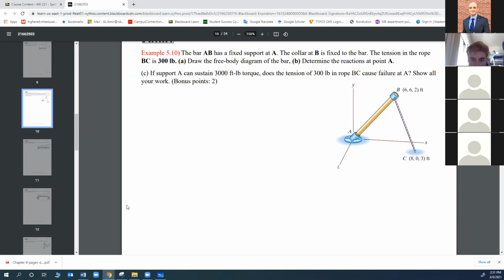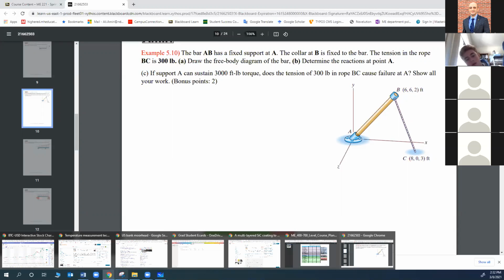And then if support A can sustain this much torque, well, maybe they should have not said torque, just said moment. Can it cause failure? Show all your work. That was a bonus point, 2 points. So the simple thing is there's a tension of 300 in this rope, and it says find the reaction that point A is creating because there's a tension there.